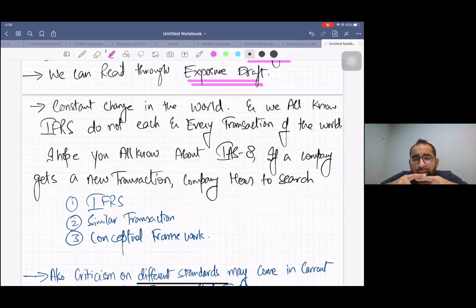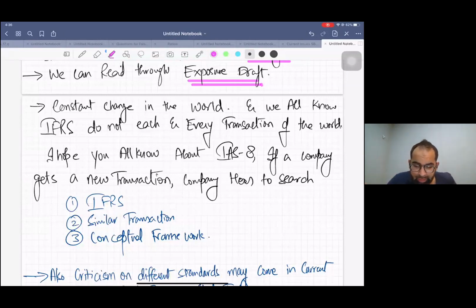And this change is in IFRS as well. We have seen the replacement of many old standards with new standards, like IFRS 16, IFRS 13, IFRS 15, right? The revenue standard changed. So the change is constant, and that's why the reasons for this change must be known to the student. That's why they have included it.